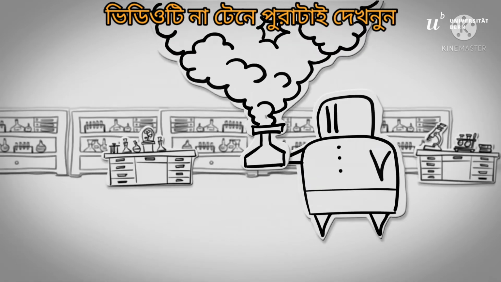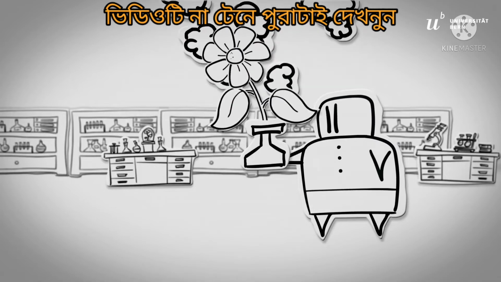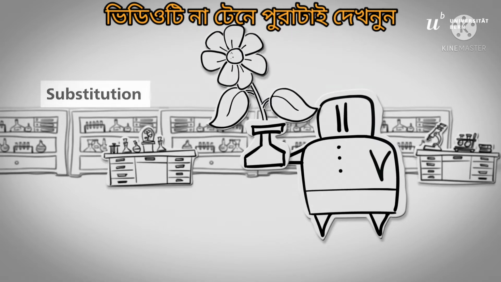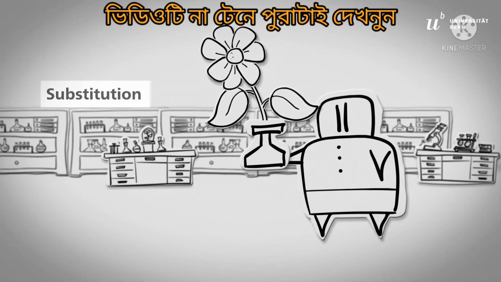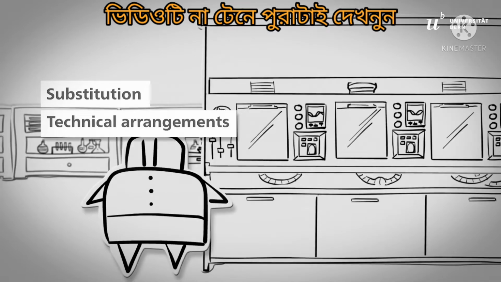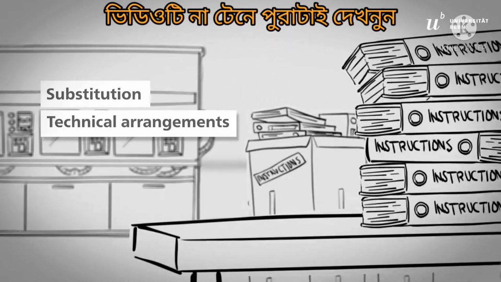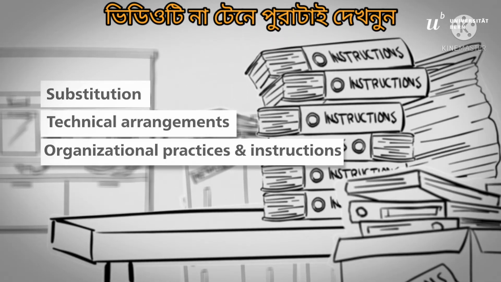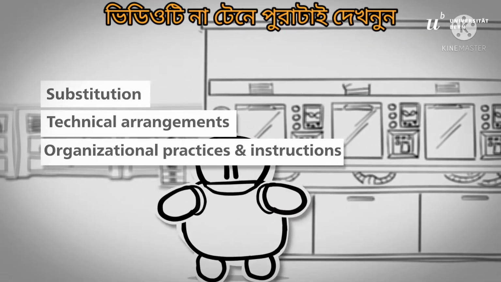The safety measures are governed by 4 principles. The first is substitution. Whenever possible, replace the hazardous substance with a safer alternative. The other principles concern technical arrangements, organizational practices and instructions, and personal protective equipment.